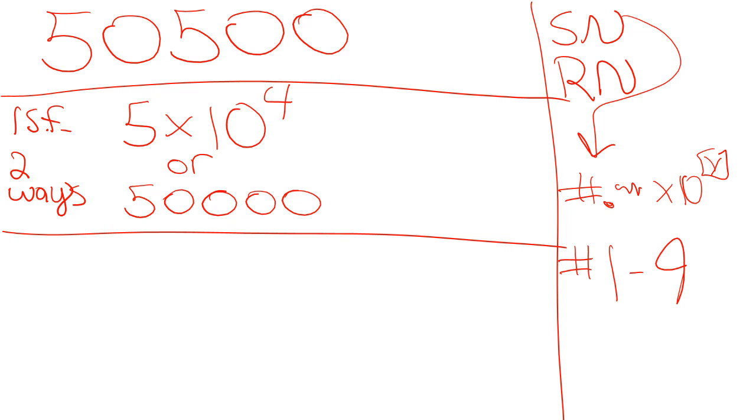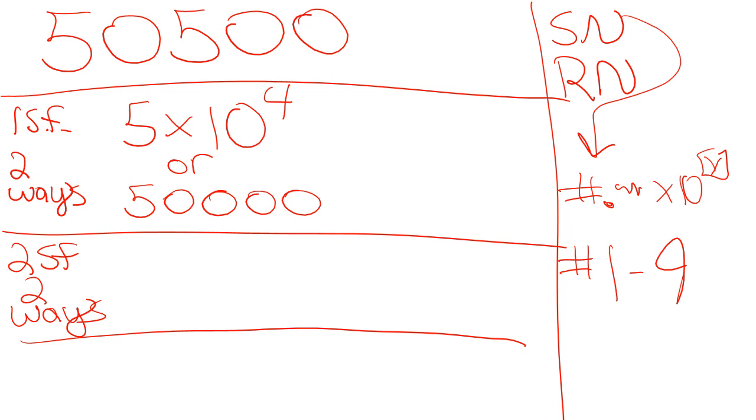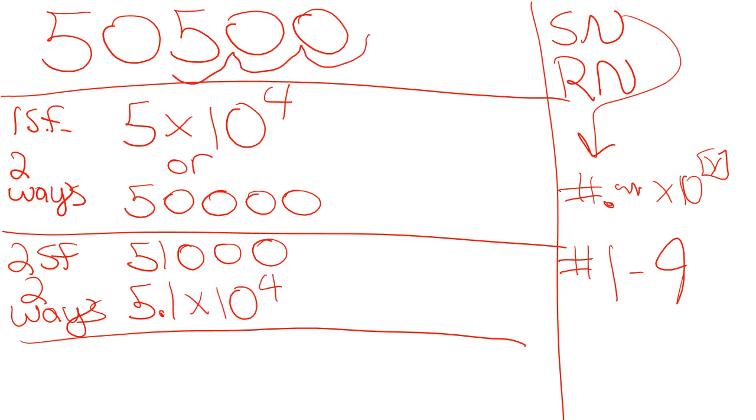Now, if you're asked to round it to 2 significant figures, I can see 2 ways to do that. We would write 51,000 and 5.1 times 10 to the 4th. So again, we're moving that decimal to the right of the first non-zero. And both of those are 2 sig figs. The zeros at the end of the number are only significant if there's a decimal.